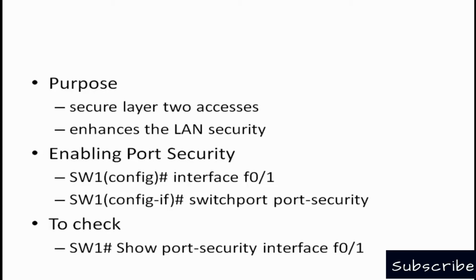You need to go to a particular interface. The example here is interface F0/1. And you need to write switchport port-security. By this command, we basically enable port security on this interface. By default, port security is disabled on switches.